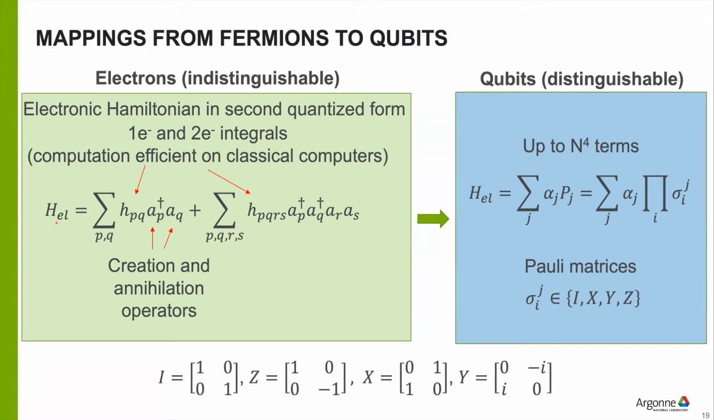So, as I said, when we write the electronic Hamiltonian in second quantization, we have these one electron terms that we compute on a classical computer, as well as two electron integrals.